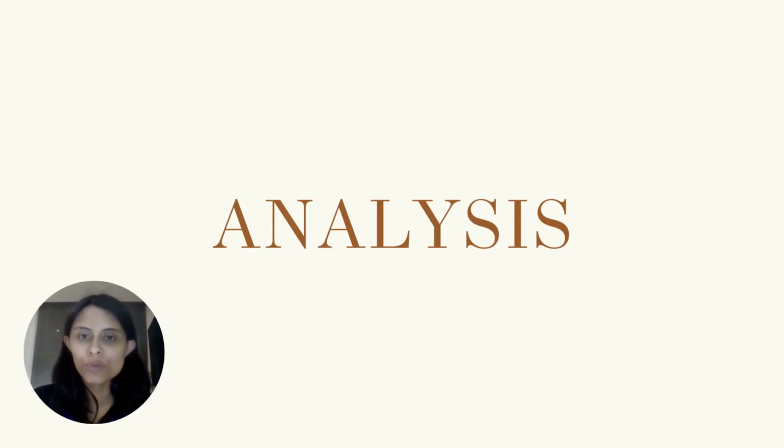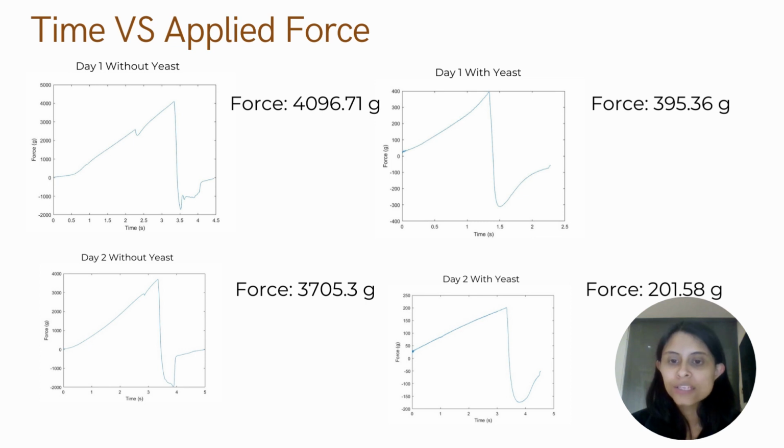Now we will move on with the analysis. It is possible to observe through the time versus force applied by the texturometer graphs how the force that the dough can resist decreases as time passes. This is shown in the fact that the average strength of the unleavened dough on the first day is equivalent to 4096.71 g-force. And on the second day, there is a decrease, since there will be an average strength value of 3705.3 g-force.